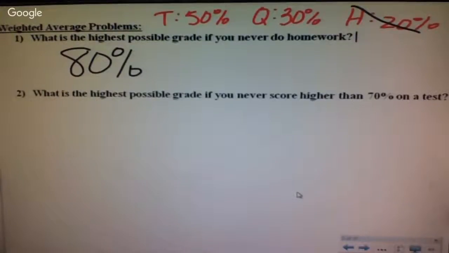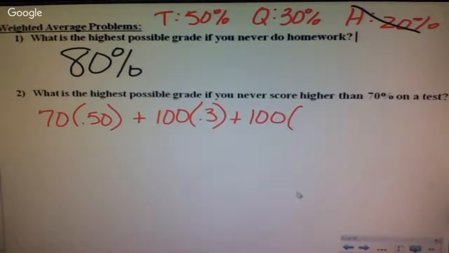Okay. What's the highest possible grade if you never score higher than a 70 on your test? So we get 70 on the test. That's worth 50% of your grade. We're not talking quizzes and homework. So we're saying that you get 100 on your quizzes for 30% of your grade. You get 100 on your homework for 20% of your grade. We're going to pretend like you ace your quizzes and you ace your homework, but you constantly get a 70.